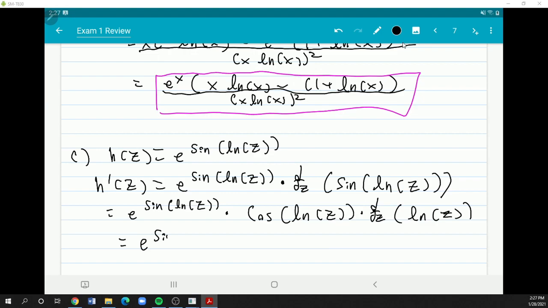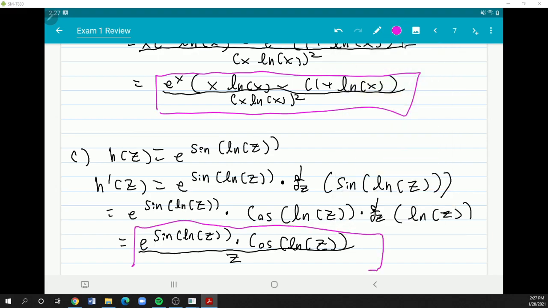So this is e to the sine log z times cosine natural log of z. And the derivative of log of z is 1 over z. So I can just divide everything by z, because that's the same thing as multiplying by 1 over z. And that is the end of that derivative. And also is the end of number 6.